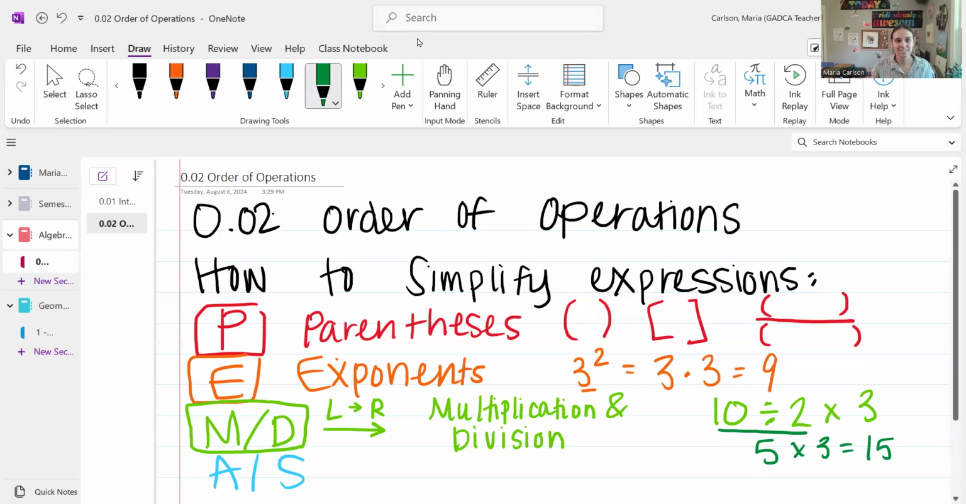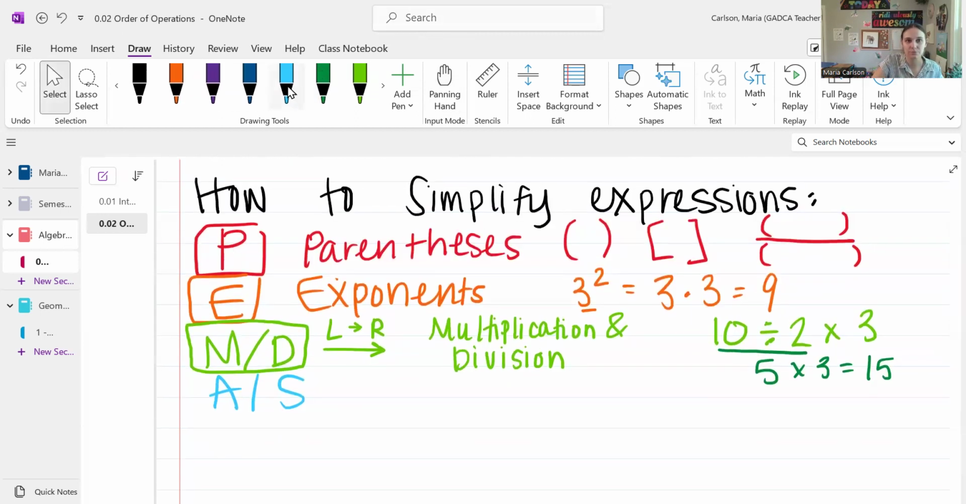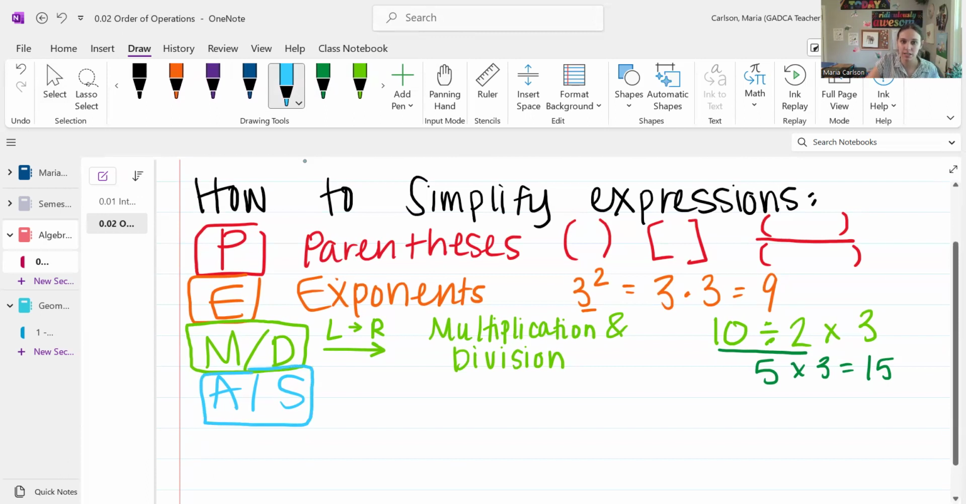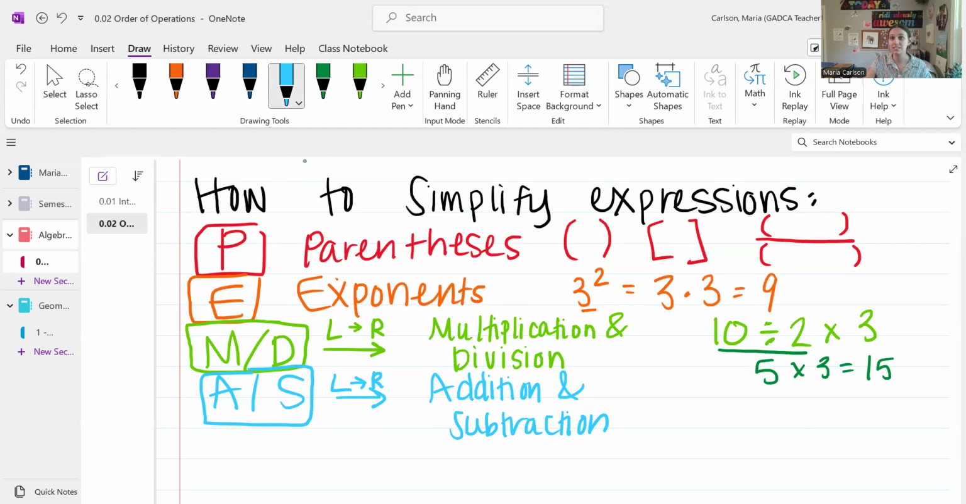All right, lastly, we have addition and subtraction. And addition and subtraction, just like multiplication and division, it's easiest to go left to right. I will say though, with addition and subtraction, you don't have to always go left to right, because with addition and subtraction, you can flip the order. That is a property of addition and subtraction that multiplication and division does not have.